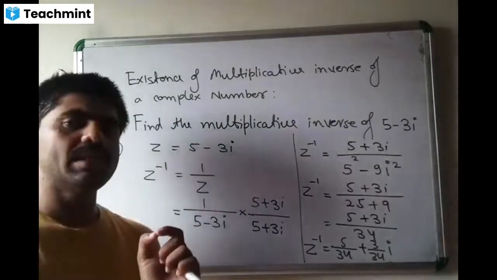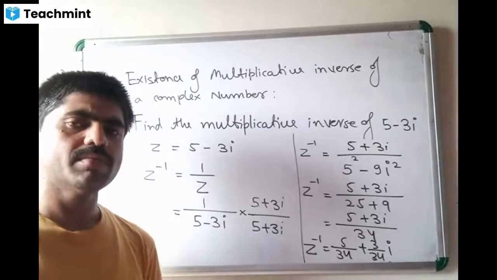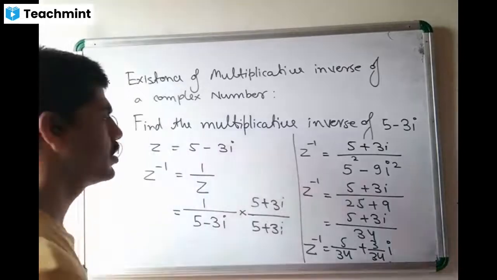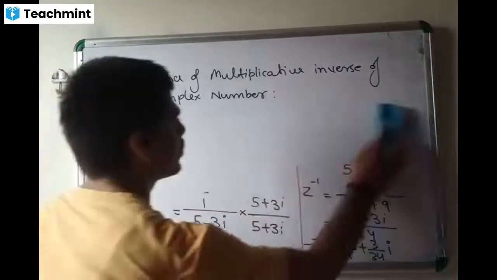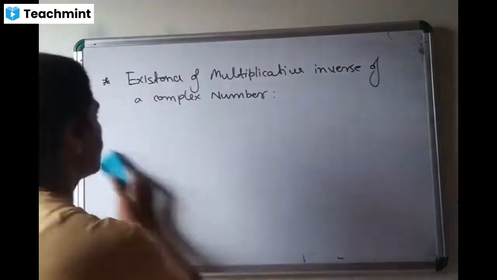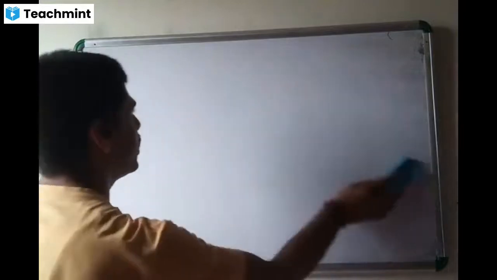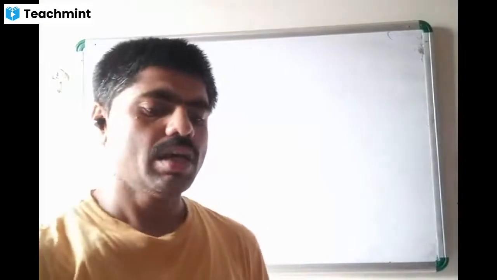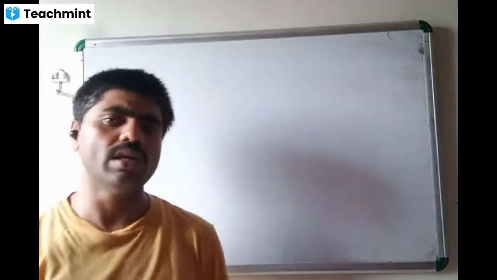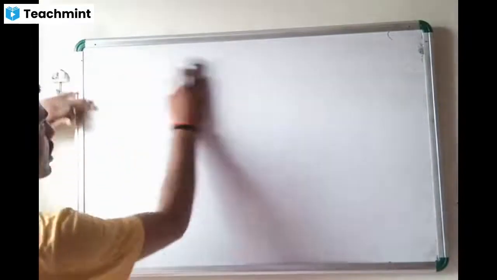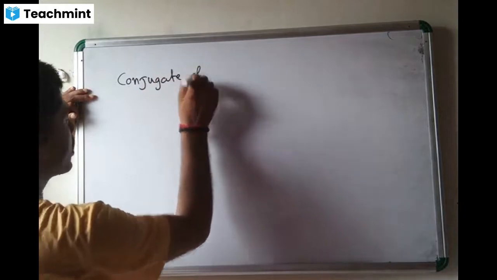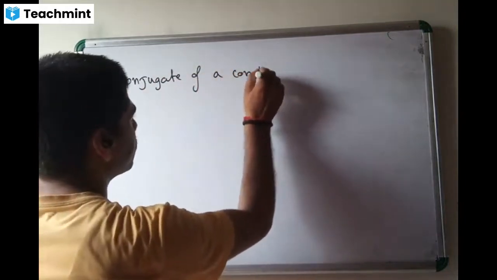Any confusion in the multiplicative inverse of a complex number? Tell me. No, sir. Good. Now see, next I told you the conjugate of a complex number. It is very easy, beta. The conjugate of a complex number is obtained by replacing i with minus i only. Now see, the conjugate of a complex number.